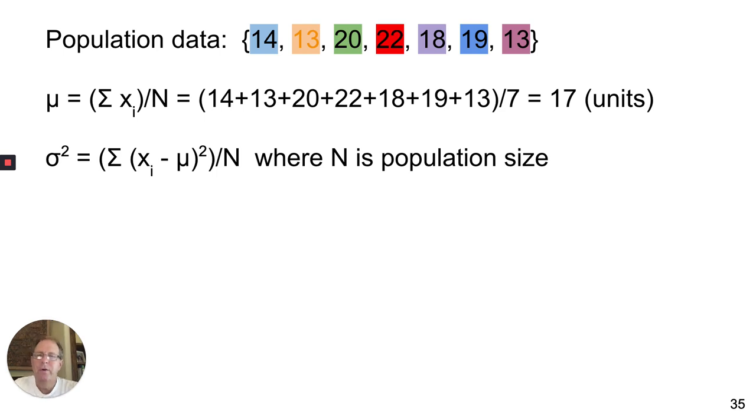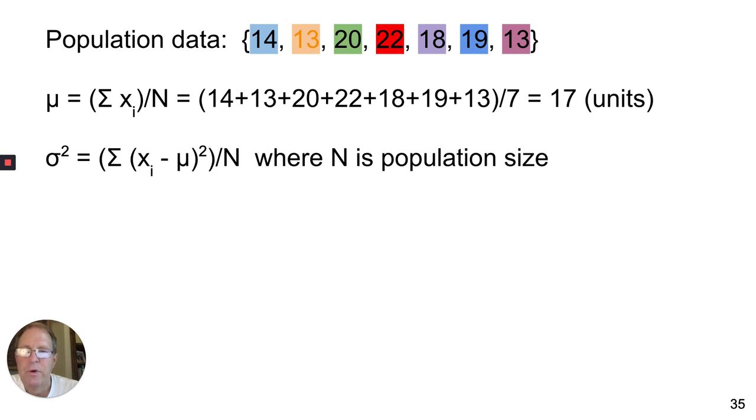So here's how I calculate this population data. And when we ask you to show your work, this is what we're kind of expecting. I've color-coded things to make it a little bit easier. So for the population data, that's the same data, I've just color-coded it. For the mean, I take all those numbers, add them up and divide by 7, so I get 17 units, that's my mean. Now for my population standard deviation, my mu is 17.